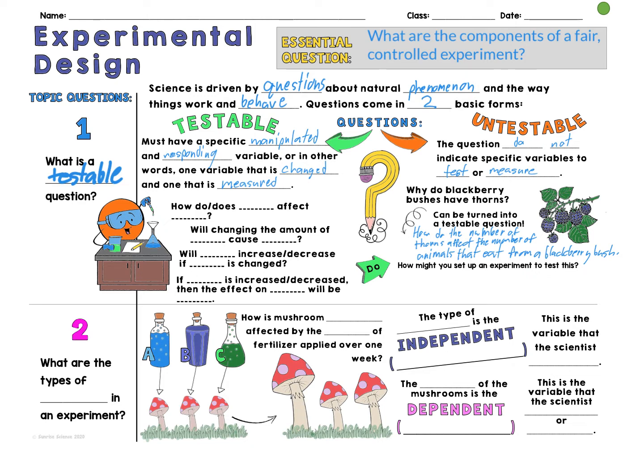Next, we will look at the types of variables in an experiment. To do this, we'll look at how mushroom height is affected by the type of fertilizer applied over 1 week. So the type of fertilizer is what the scientist decides, so it is the independent or manipulated variable. The height of the mushrooms is what the scientist measures or observes in the experiment. It is called the dependent or responding variable.